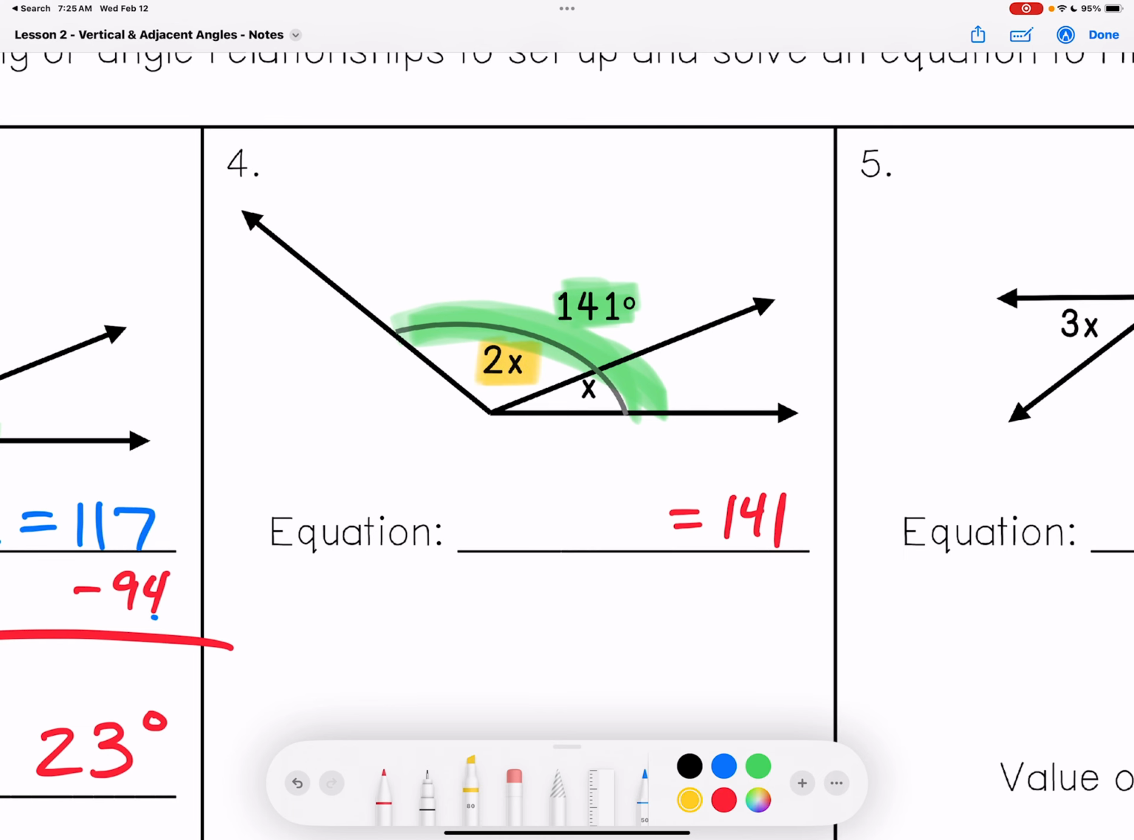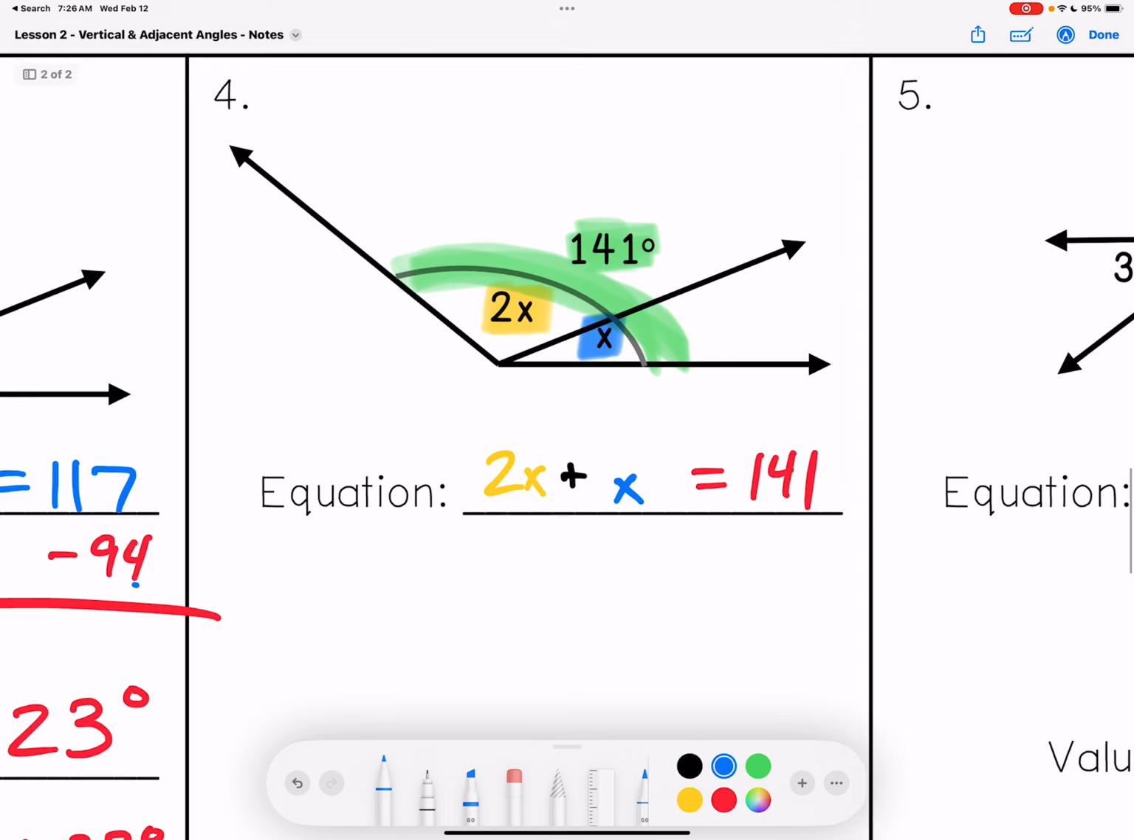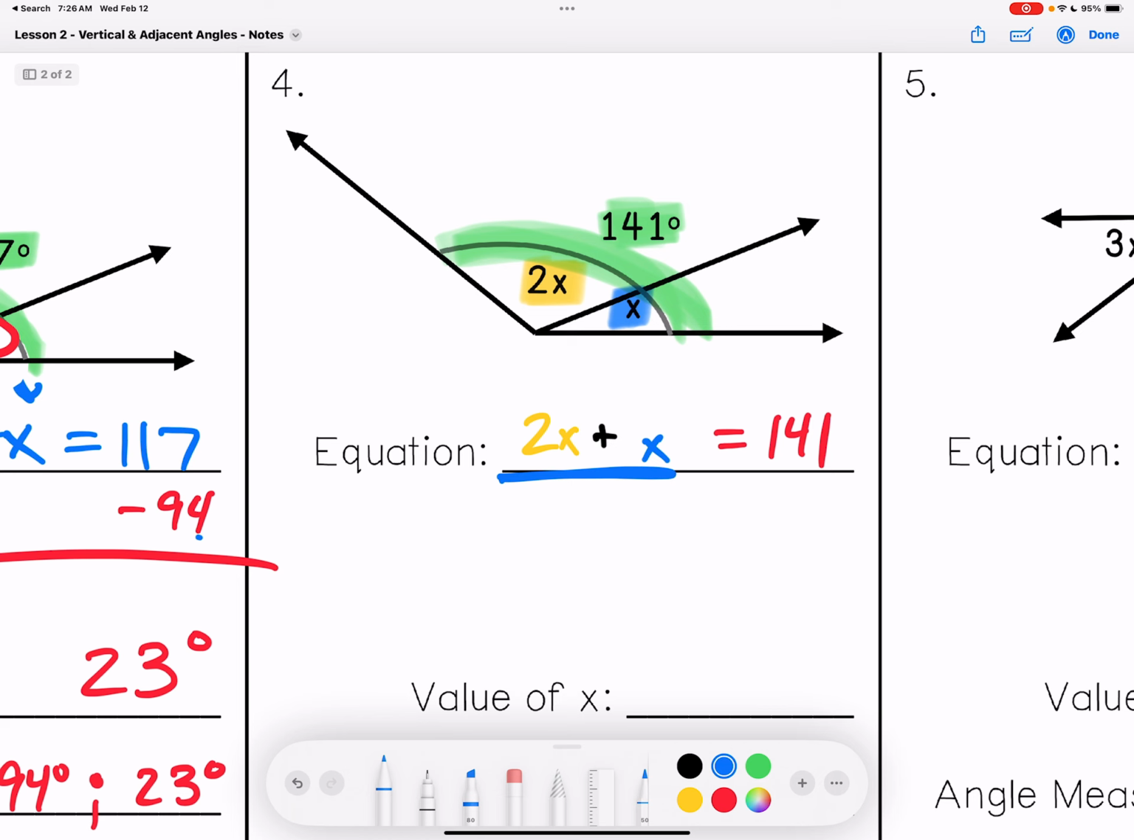We know this side plus that side. So 2x plus x. Now, guys, we have like terms. We have to go back to our equation mindset. The first thing we have to do is combine these like terms. So that's going to be 3x, because 2x plus x is 3x.